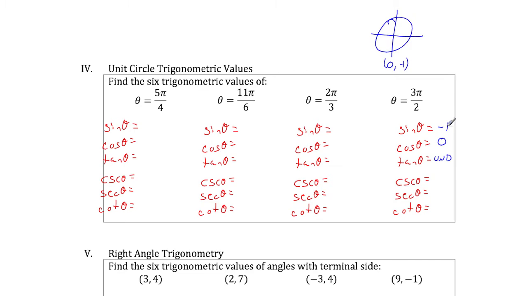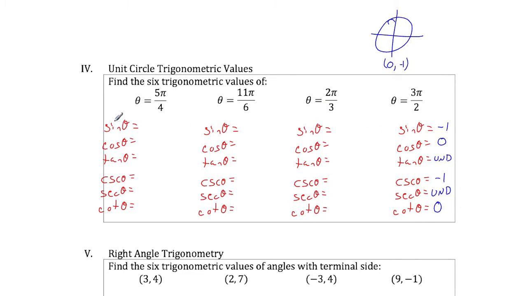Cosecant is the reciprocal of negative 1, so that's negative 1. Secant is the reciprocal of 0, which is 1 divided by 0, or undefined. And cotangent is x divided by y, so that's 0 divided by negative 1, which is 0.